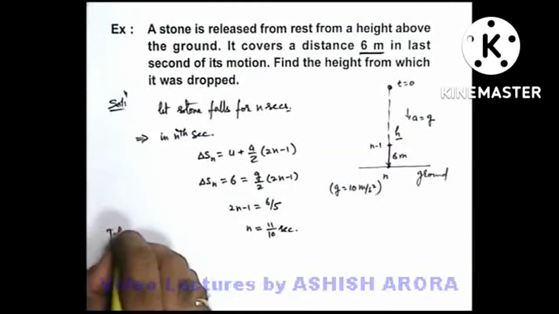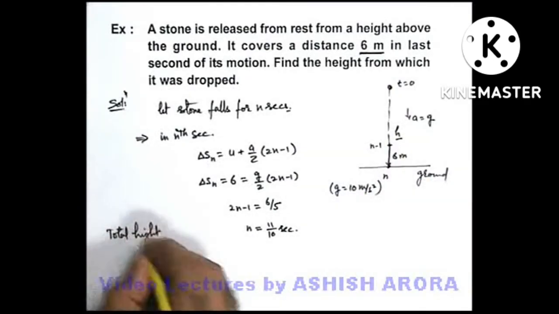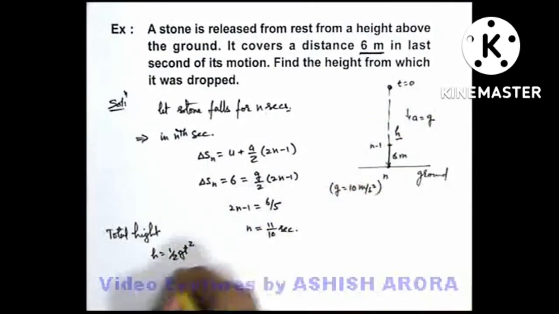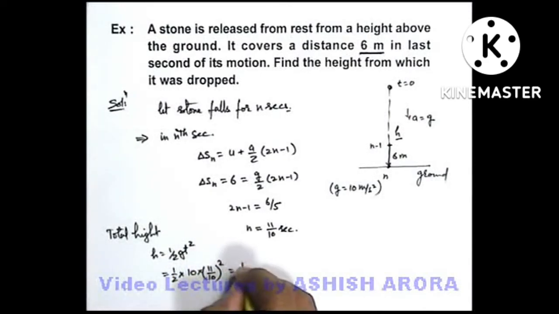Now the total height can be written as directly half gt square, as initial speed is 0, h can be written as ut plus half at square. This will be half into 10 into 11 by 10 whole square. This will give us 121 by 20 meter. This will be the answer to this question.